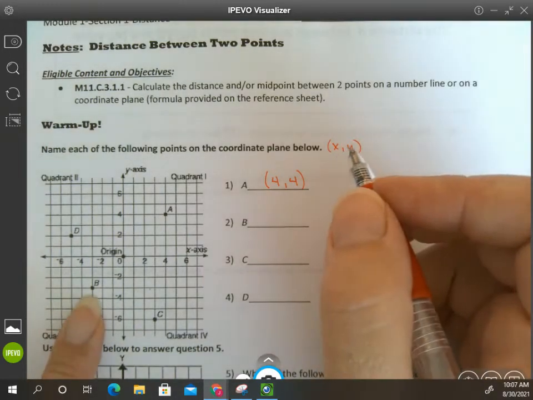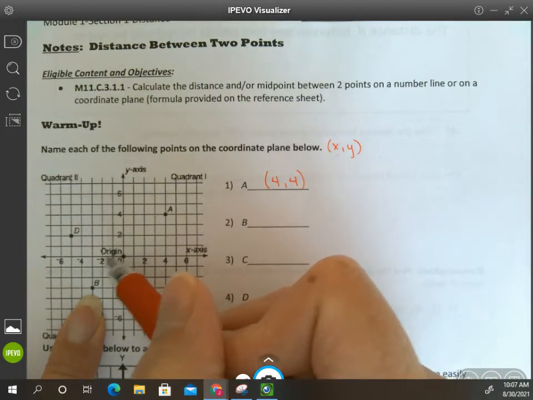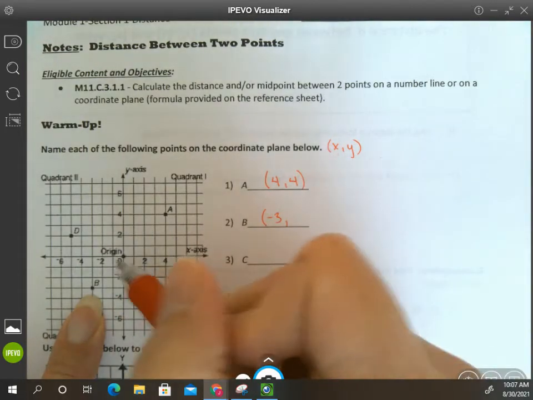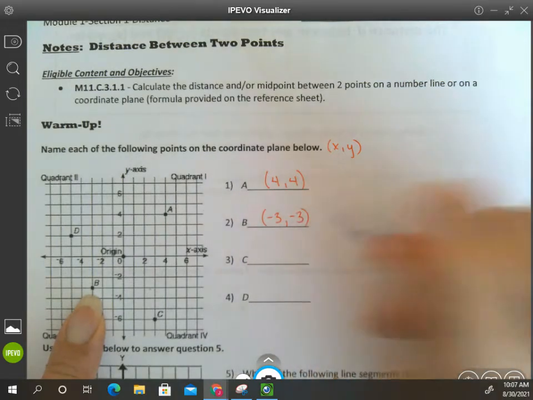Next one is point B right here, and that would be to the left. So X is -3, and the Y value is down 1, 2, 3. The Y value is also at -3.